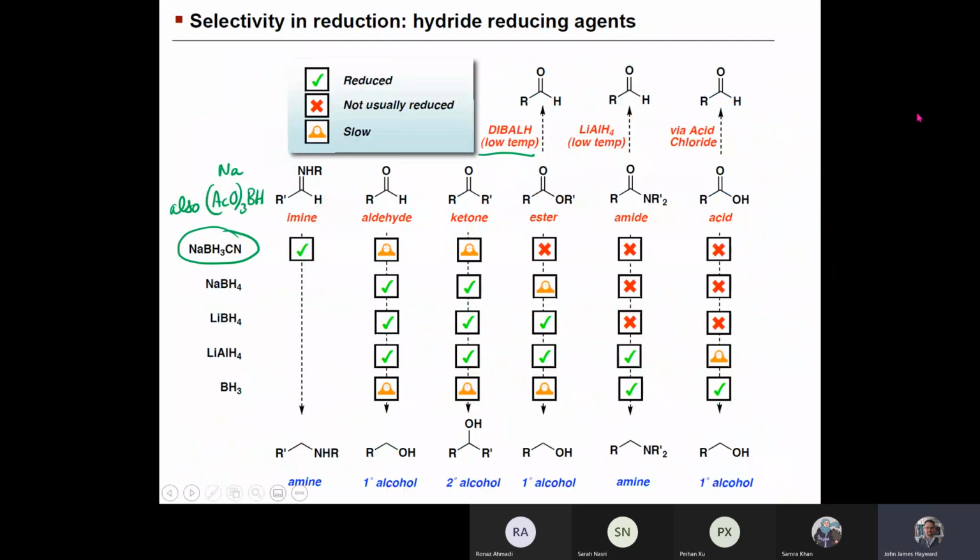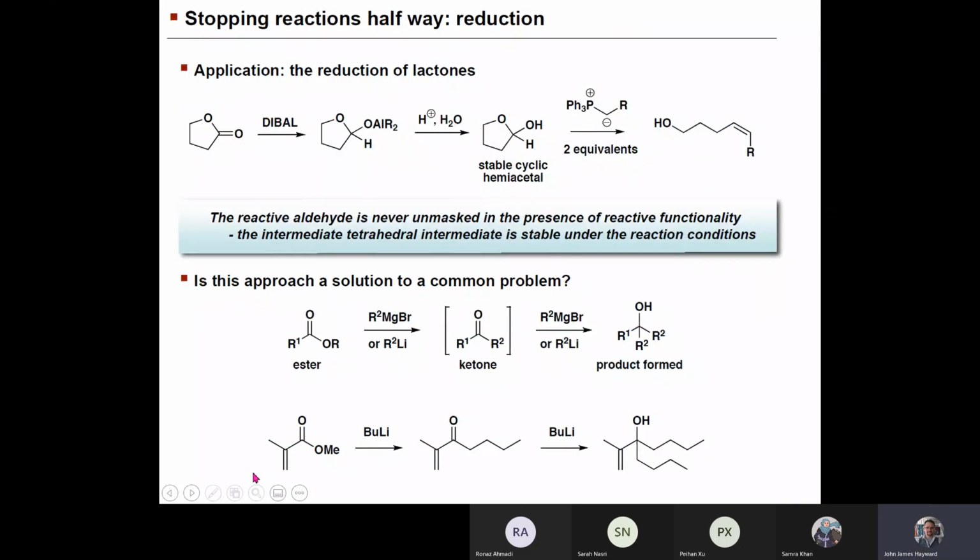One case where you don't typically need that additional stabilization is when you're trying to reduce a lactone. Remember, a lactone is a cyclic ester. And of course, the reason is that the hemiacetal is more stable because it's cyclic.